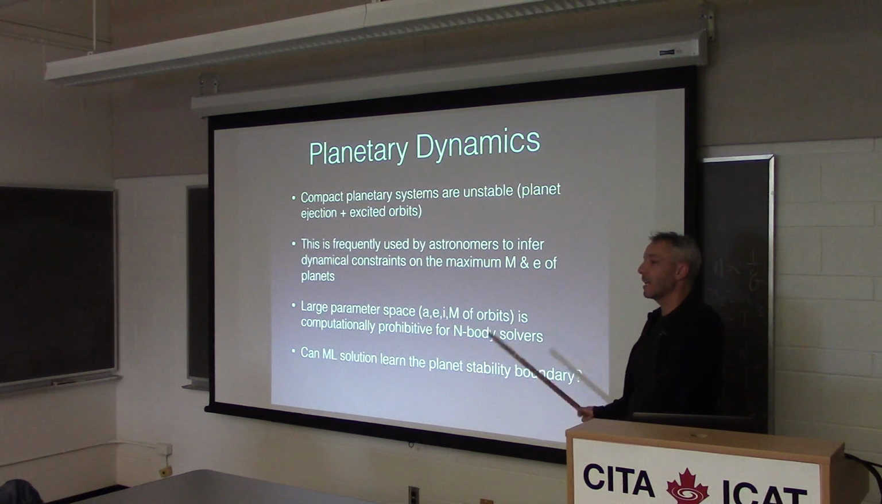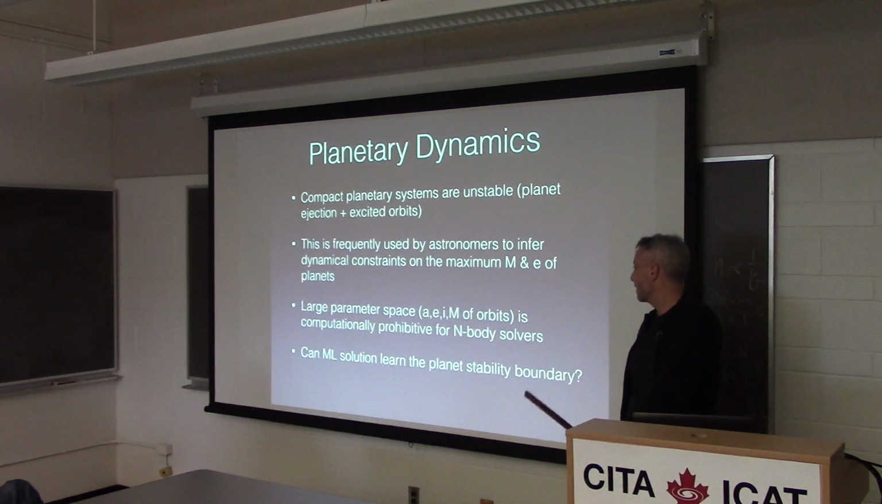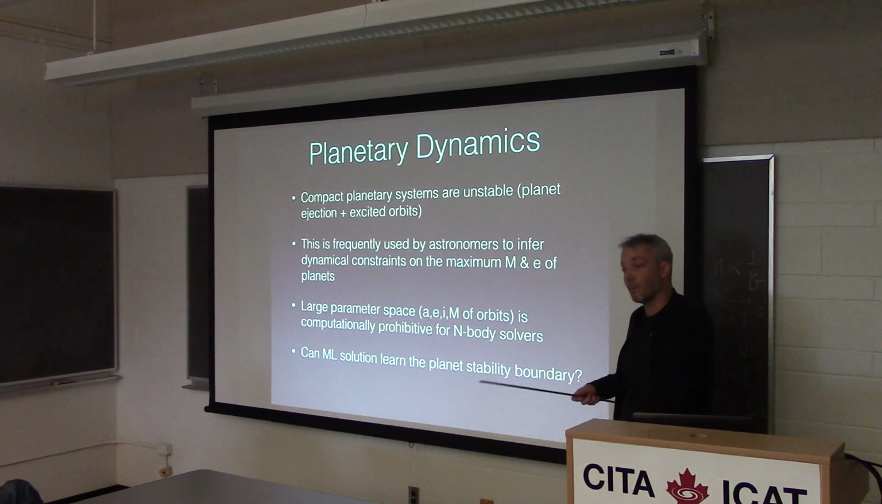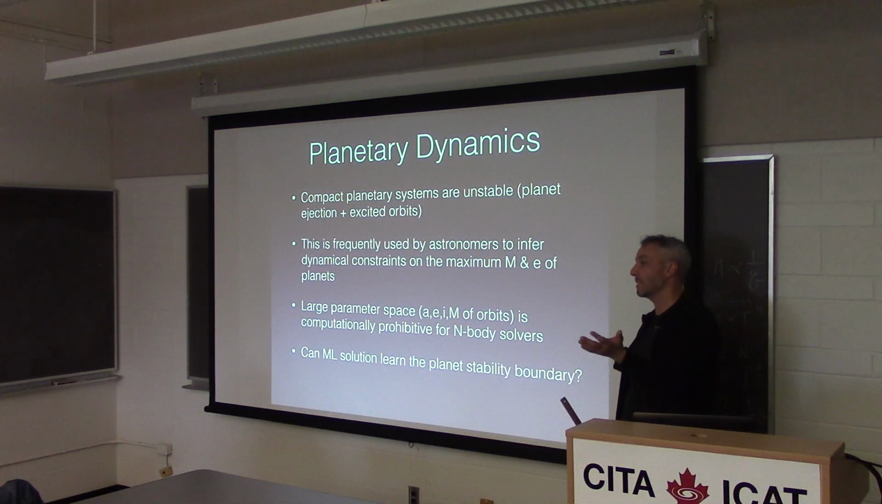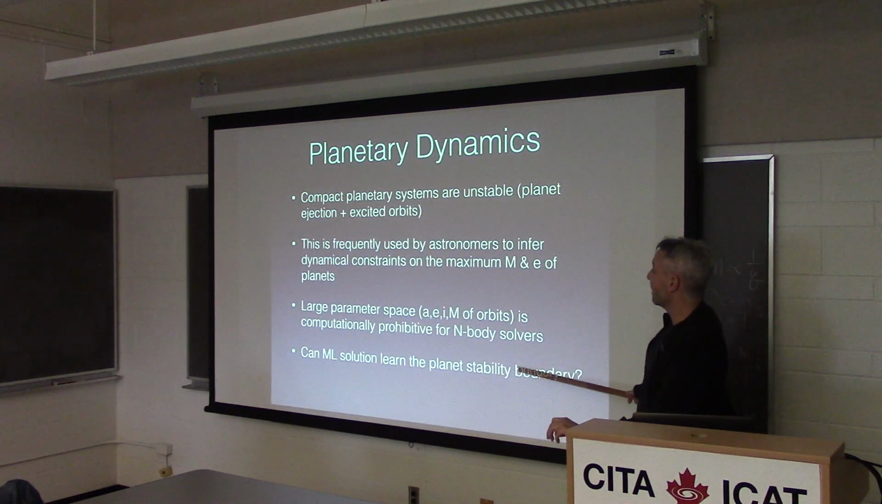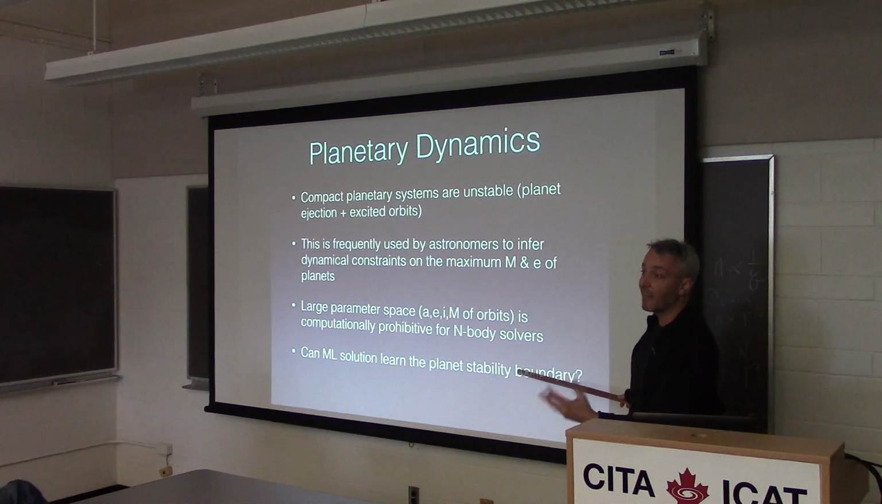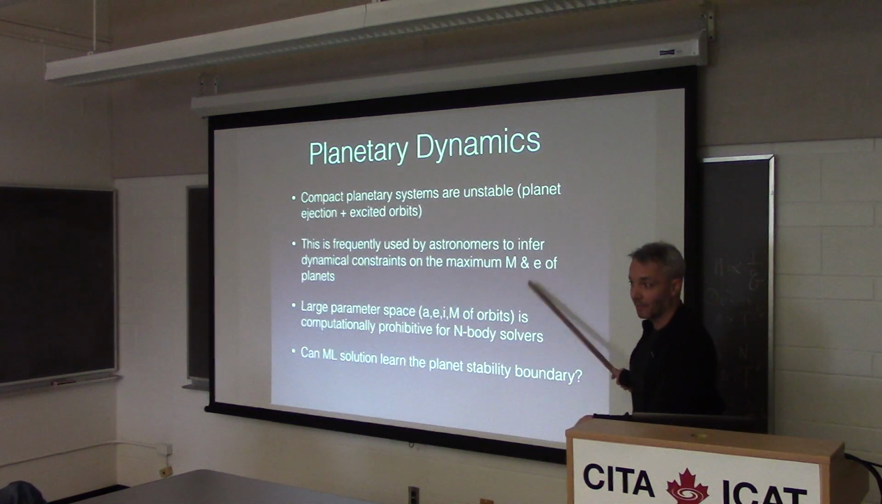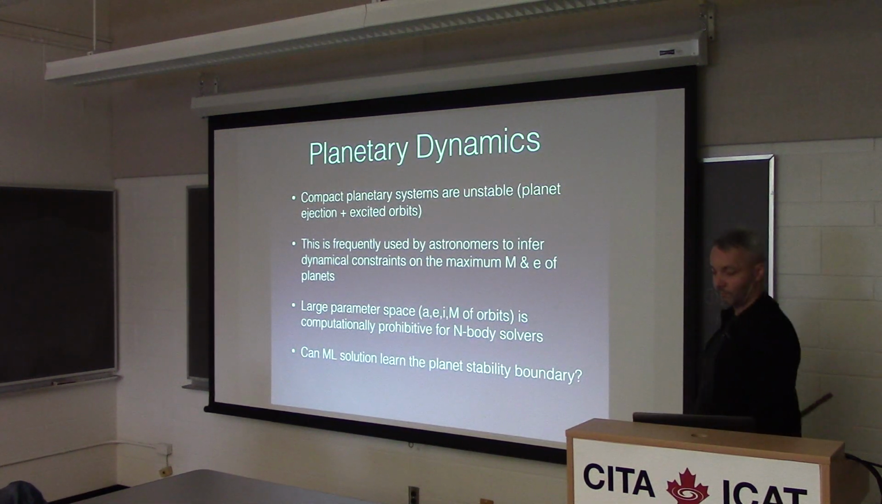So the question is, can a machine learning solution be offered to this problem? Actually, where you try to get a machine to learn the boundary between what makes a system stable versus unstable. And the goal would be that then the machine, once trained, might be faster at making a prediction than an n-body solver, I guess. How can you test for stability with an n-body solver?